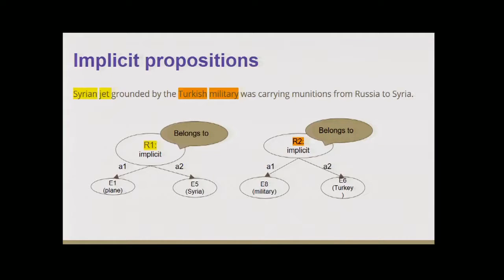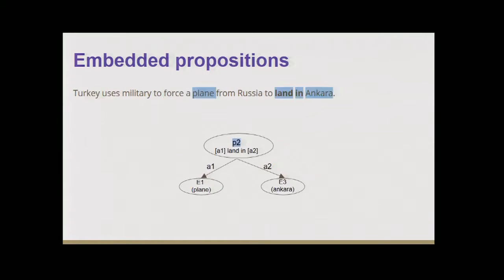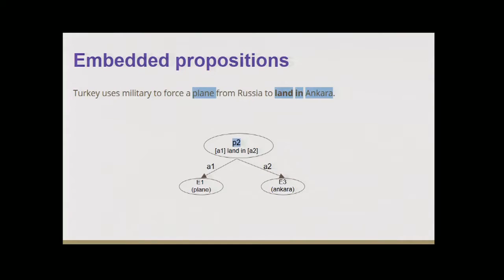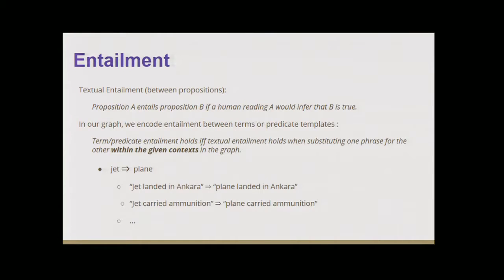Basically represent all the facts that were expressed jointly by the set of texts. But now if we start reading these graphs, for instance this one, we can see that a plane was carrying ammunition, a jet was carrying ammunition. We can represent all these facts. But as I mentioned before, there is some redundancy here, and we want to model the redundancy or the overlap in information. And we propose to do that through entailment.